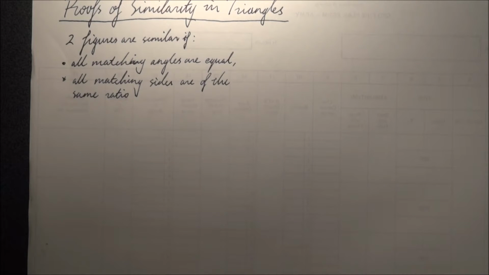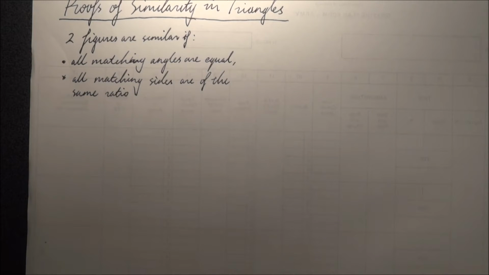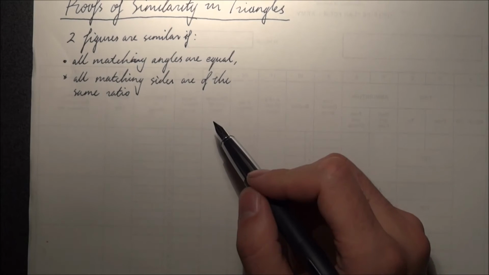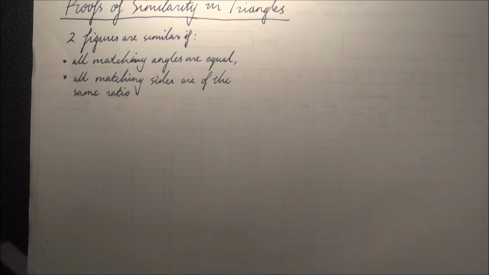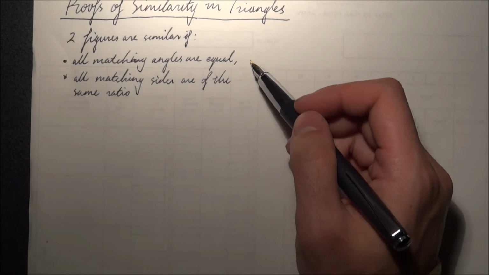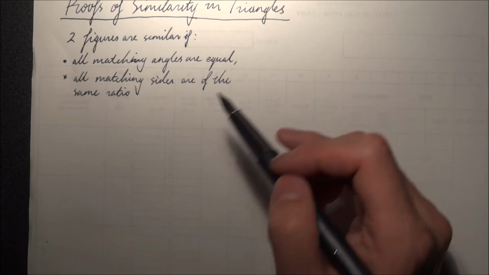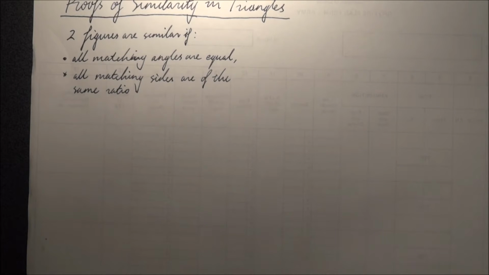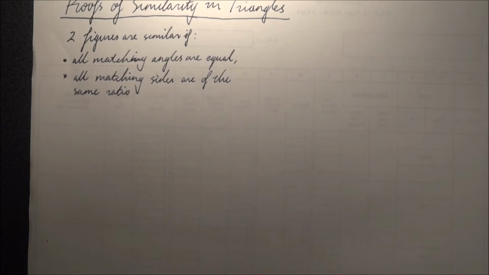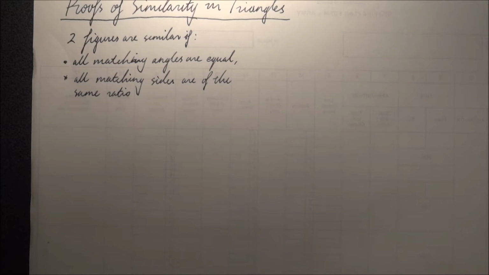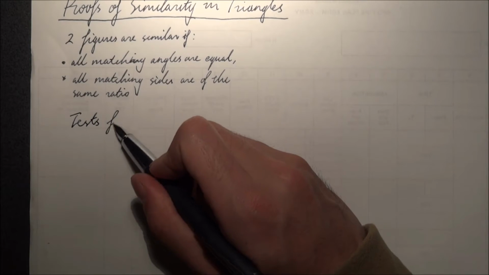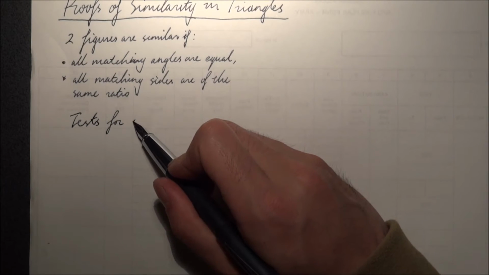And it's almost exactly the same as in congruence: not all 6 conditions have to be checked at all times. So in here, you don't have to find all 3 angles and all 3 sides. In most cases, you just have to find 3 of them. So these lead to the tests for similarity.